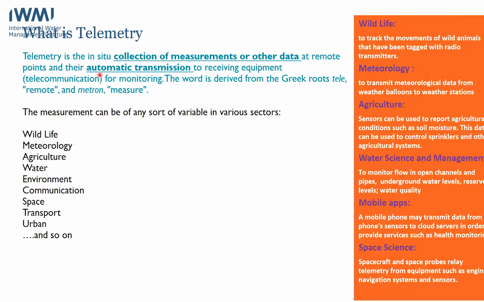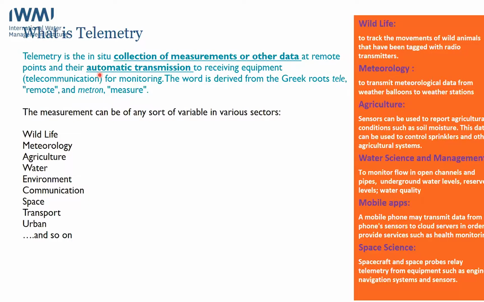The word telemetry comes from the Greek words tele and metron. It means remote measurement. And telemetry has its application in various sectors like wildlife, meteorology, agriculture, water, environment, to name a few. For example, in the wildlife sector, wild animals are tagged with radio transmitters and their movement is tracked with the help of this telemetry system.